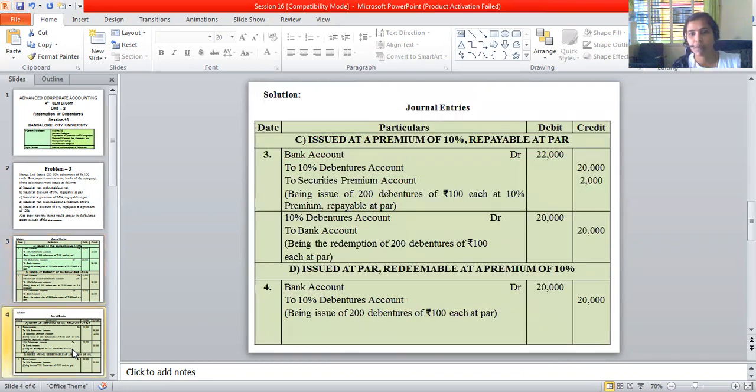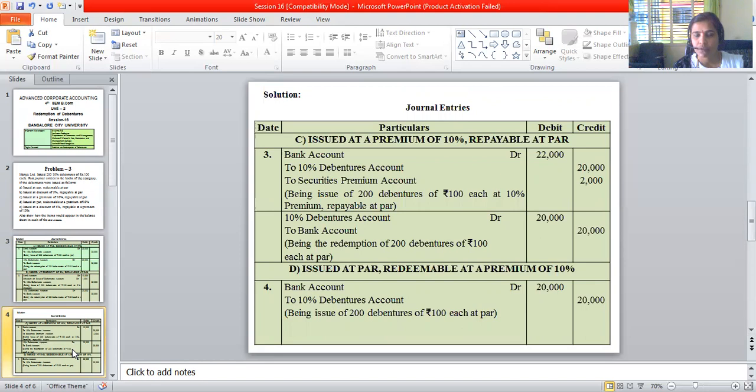So issued at a premium of 10%, repayable at par. So you are issuing the debentures at a premium. So bank account is debited with 22,000, to 10% debentures account 20,000, securities premium account 2,000. So this is how the journal entry is passed when the amount is received towards the premium. And when it is repayable at par, again we pass the journal entry: 10% debentures account debited to bank account with 20,000 rupees.